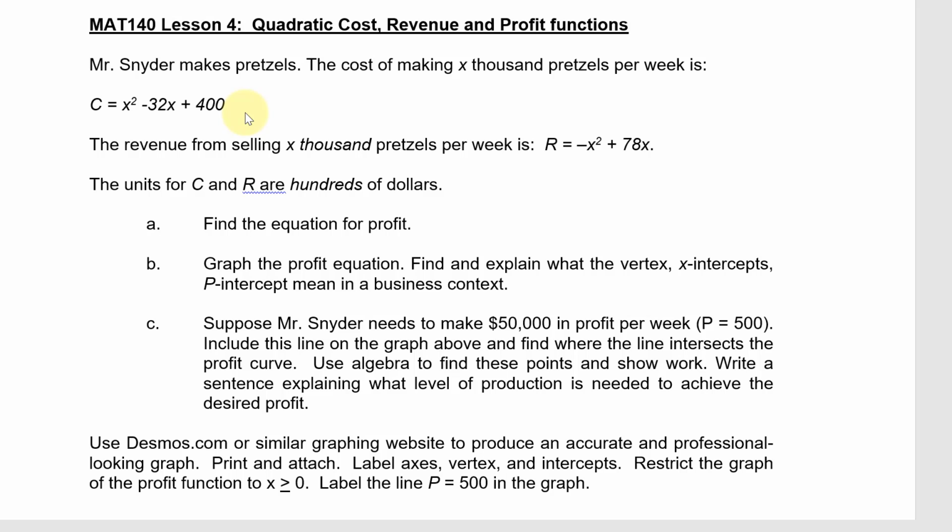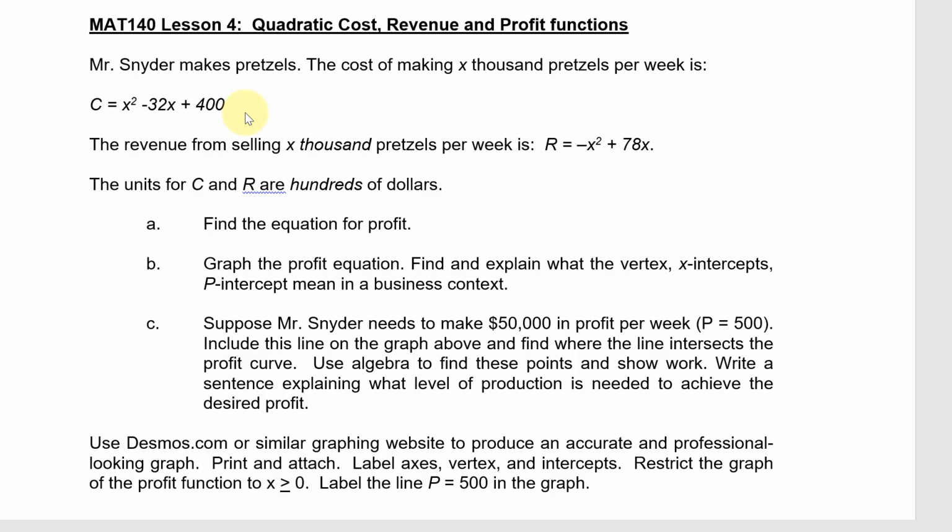Part A, let's find the equation for profit. Part B, graph the profit equation, find and explain what the vertex, x-intercepts, and p-intercept mean in a business context. And part C, suppose that Mr. Snyder needs to make $50,000 in profit per week.